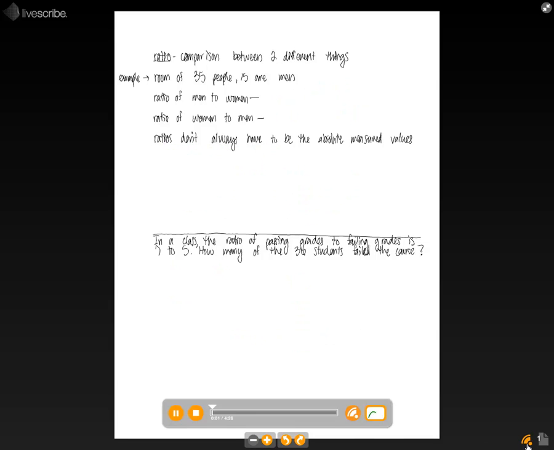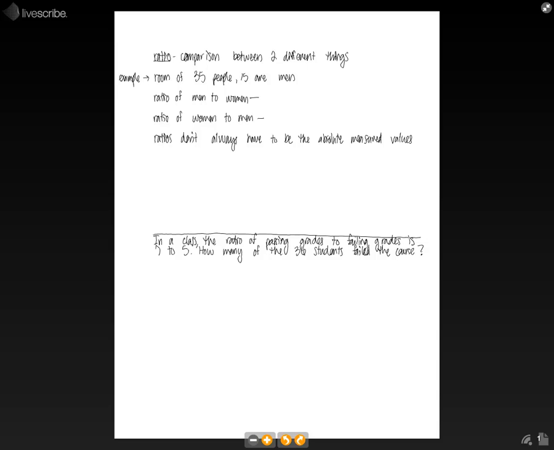In this lesson, we're going to go over ratios. And a ratio is a comparison between two different things. So if you look at an example, we have a room of 35 people, 15 of which are men.